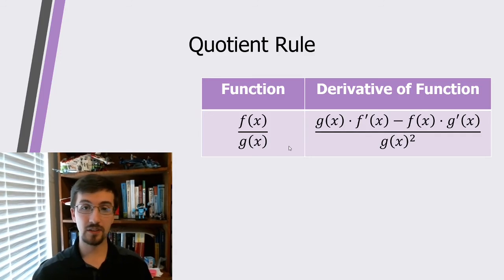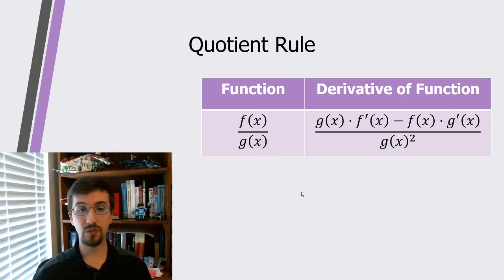And my calc teacher taught us to call the bottom one the low function, the top one high. And so you can say low d high minus high d low over low squared. I don't know if that's helpful. That's how I learned it. That's how I remember this.